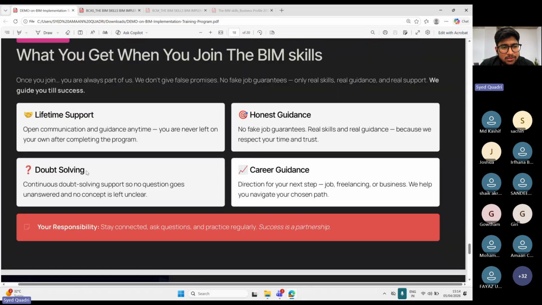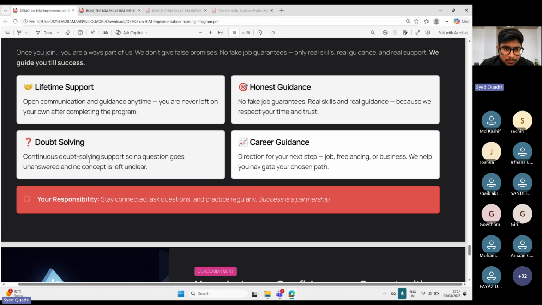So you will get doubt-solving support, continuous doubt-solving support. Okay. So no question goes unanswered and no concept is left unclear. Career guidance: direction for your next step, whether job, freelancing, or business. We can help you in that.